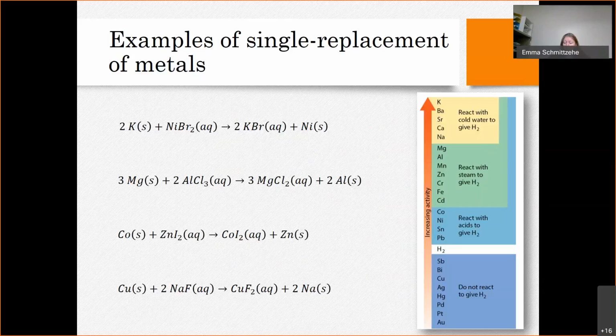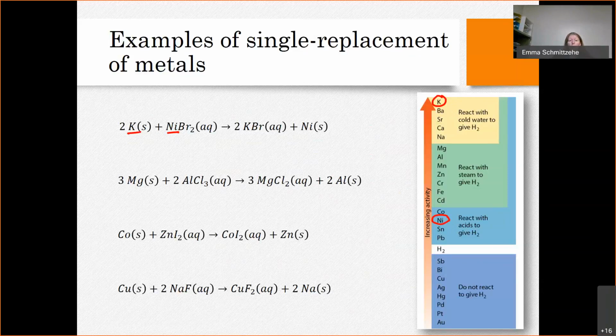What you can do to determine, is this a spontaneous reaction, something that would happen on its own? You would need to look at the activity series, okay? And so we can compare each one of these to the activity series and determine, is it spontaneous or not? So you'd look for potassium and nickel, right? So we have potassium here, and we have nickel down here, right? And so potassium's higher up, meaning it is more active, meaning yes, it can kick the nickel out of the compound, okay?